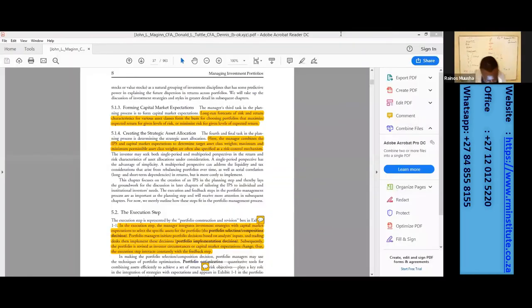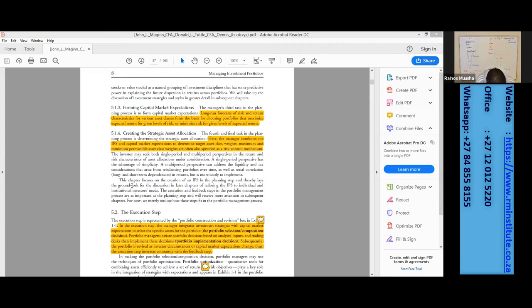All right. So on section 5.1.4, we look at creating the strategic asset allocation. And here they say the fourth and final task in the planning process is determining the strategic asset allocation. And here, the manager combines the investment policy statement and the capital market expectations to determine target asset class weights.